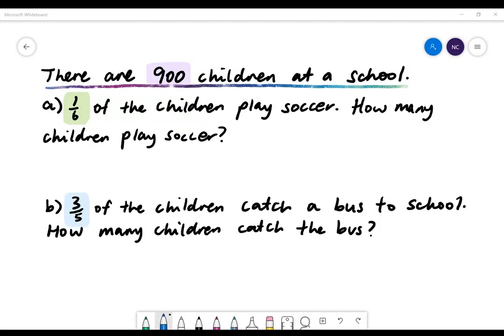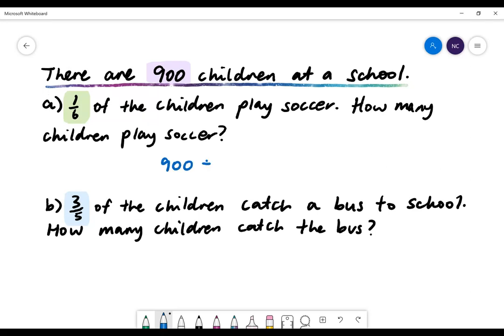Here's our first scenario. There are 900 children at a school. 1/6 of the children play soccer. How many children play soccer? First, we'll take the 900 children and we'll divide it by the denominator, which is 6. We'll then be left with 150 children.